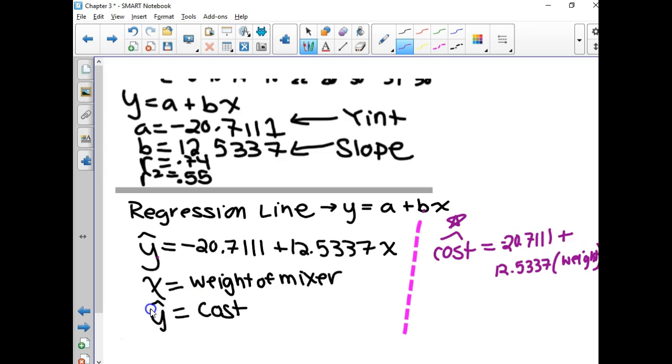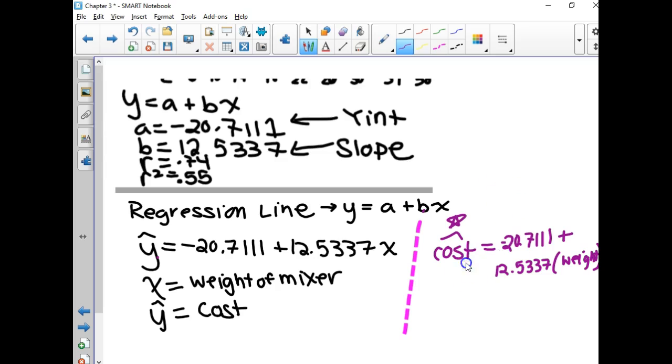I want to be really clear here. If you don't define what y and x are in this first way, look at my cursor, if you don't define what y is as a predicted cost, you will get docked points because it needs to be in context. So this is why I don't like this method.